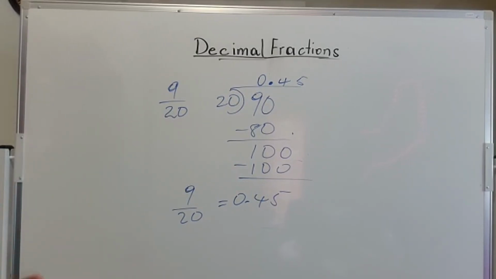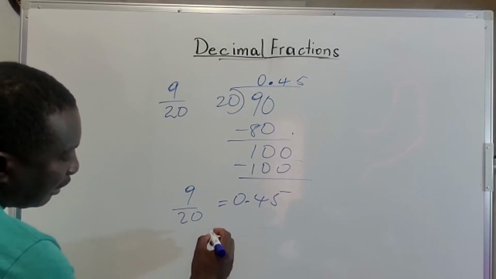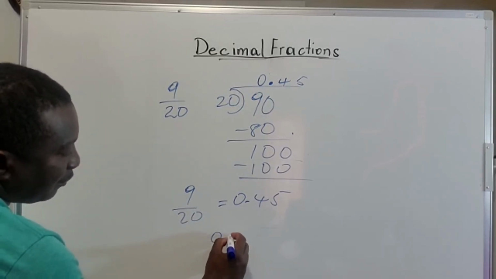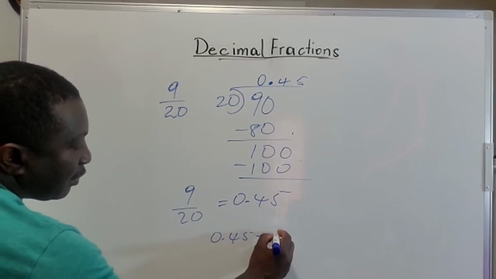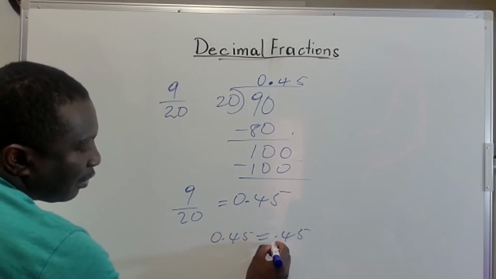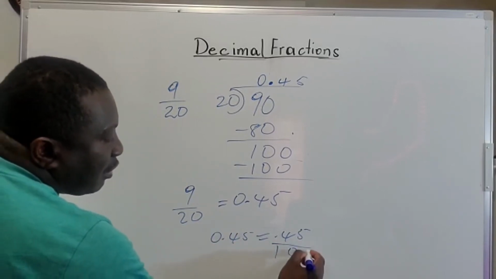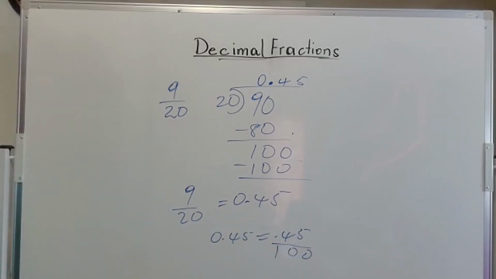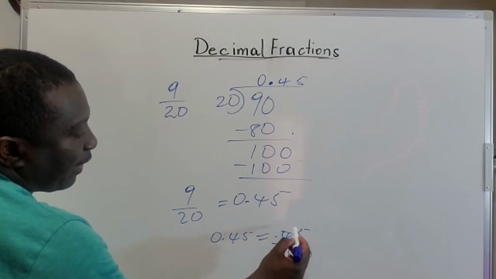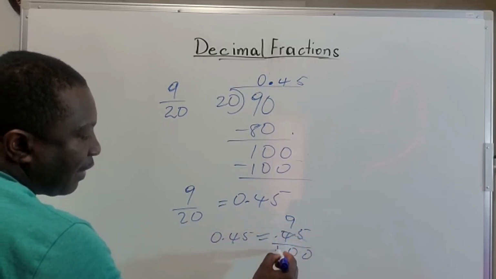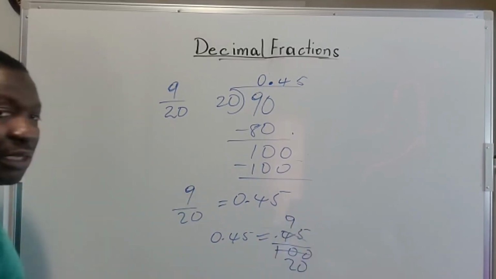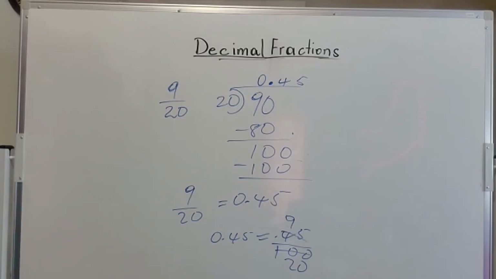And if we were to convert 0.45 back to a fraction, 0.45, place over 1, with the decimal point, 1, 0, 0, and then we'll simplify. We could use 5 into 45, 9, 5 into 100, 20 times. So we'll have converted it into a fraction.